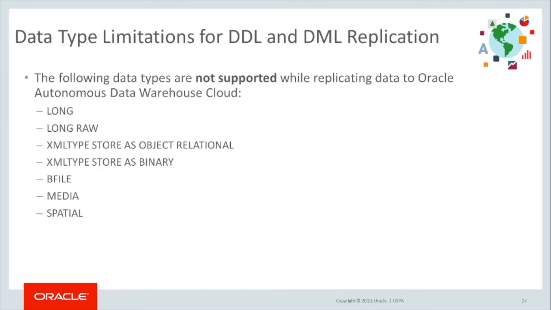The following data types are not supported while replicating data to Oracle Autonomous Database: long raw, XMLType stored as object relational, XML stored as binary, BFILE, media, and spatial.